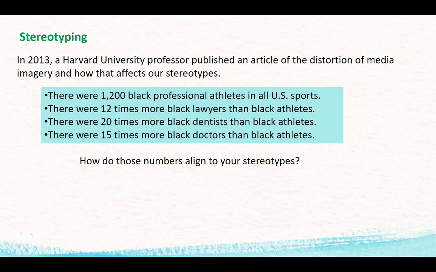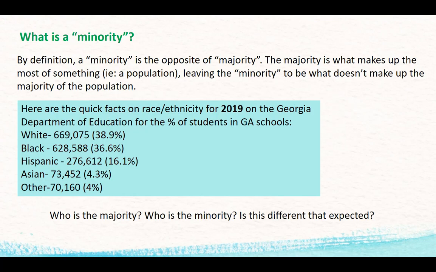Now, in the media, what do we see a lot of? Black athletes. What do we not see a lot of? Black lawyers, black dentists, black doctors, even though the data actually shows the contrary. So we also have to keep in mind when we're looking at these stereotypes the actual data, as well as what we've learned from ingesting the media and how that can affect how we think about different subgroups. So let's look at a little bit more data.